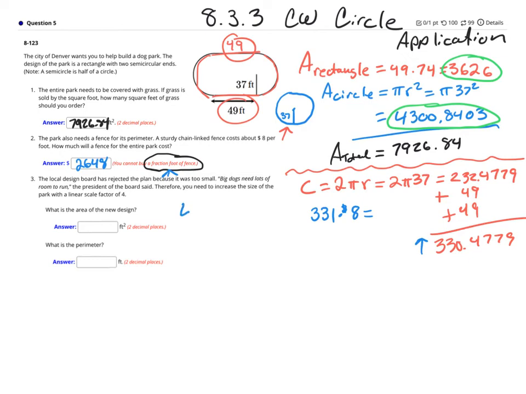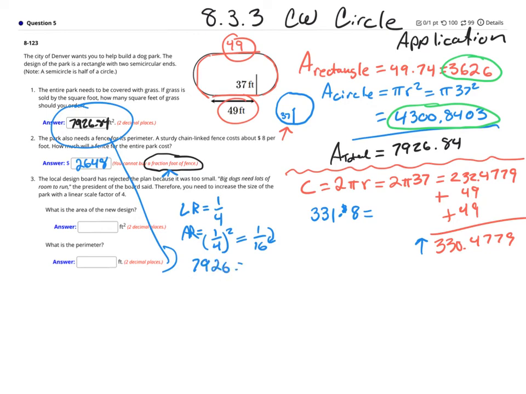Well, if we have a linear ratio, let's say of 1 over 4, that means that the area ratio is 1 over 4 squared, which is equal to 1 over 16. So, if I want to solve this, basically what I'm saying is that the new park is 16 times bigger than the original. So if I go to my original area and multiply that by 16, that will give me the area of the new one. In this case, that would be 126,829.44.